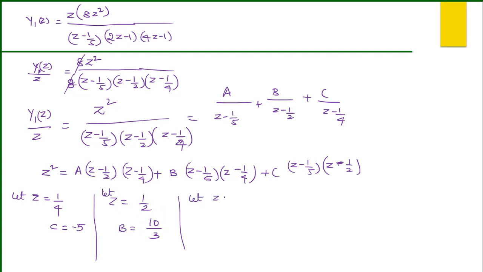Now let z be equal to 1/5. So the B value will become 0, the C value will become 0. So what will the A value become? A is equal to 8 by 3. So A value is 8 by 3, B value is 10 by 3, C value is minus 5. You substitute here. So what is y1 of z?